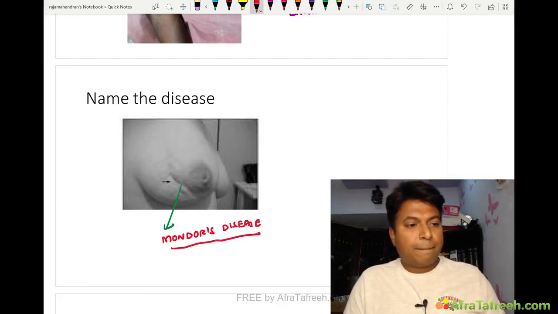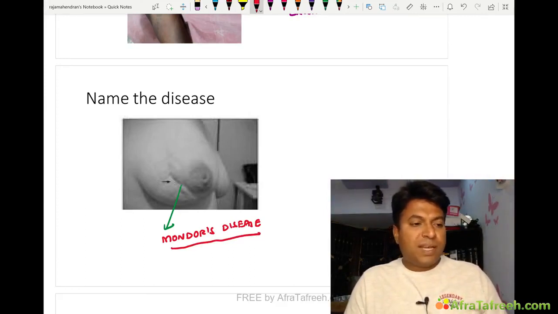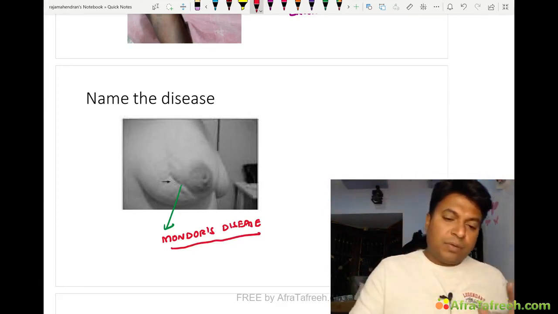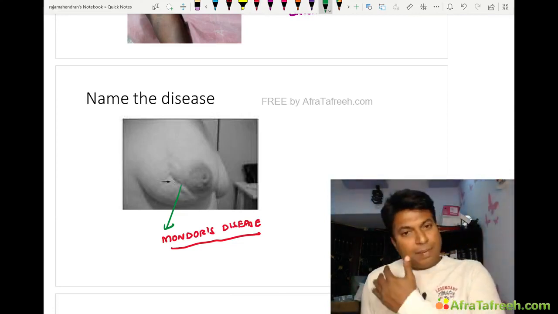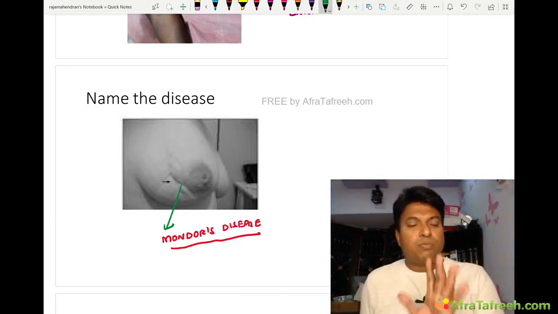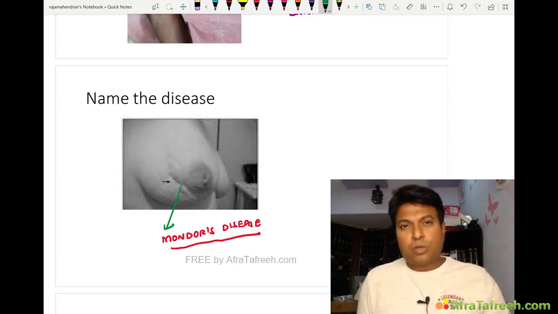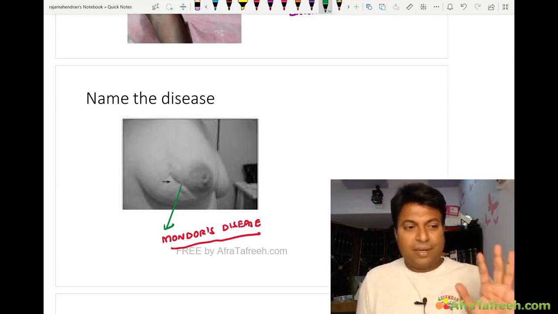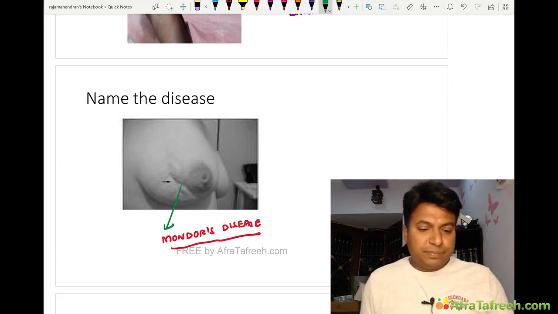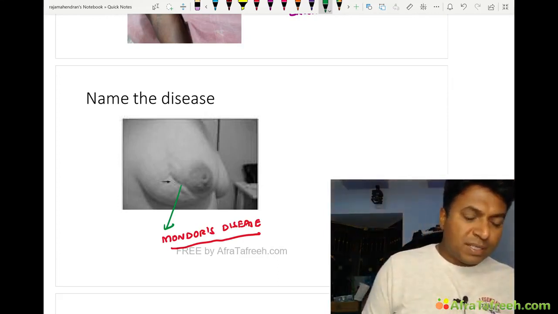To be practical for a mastectomy drain MCQ, remember it as 5 days. But practically, the oncosurgeons leave the drain even for 10 to 15 days, until the drain output becomes very little, like 10 ml, 15 ml. So this is Mondor's disease.